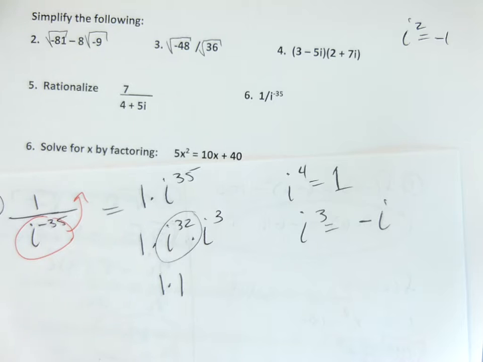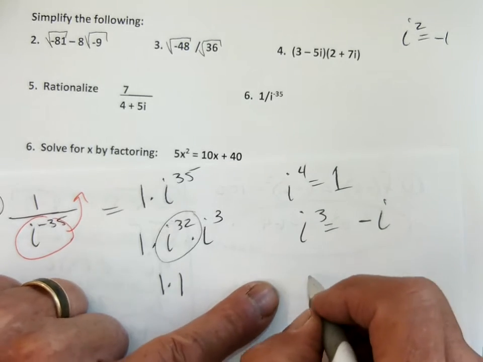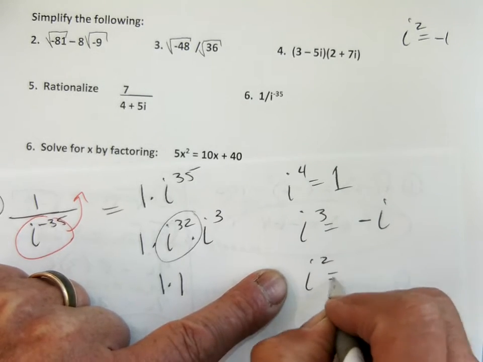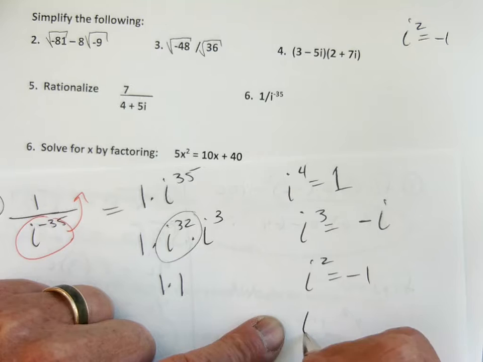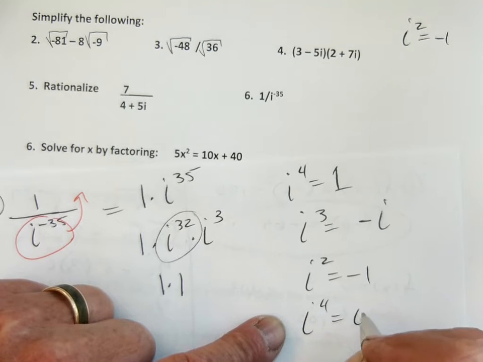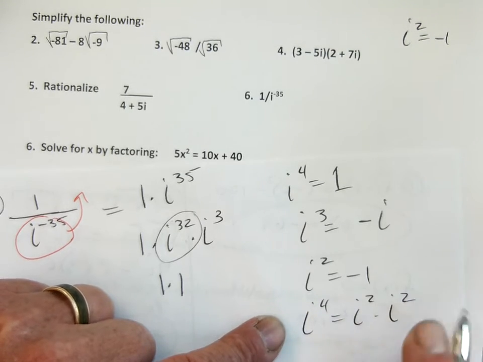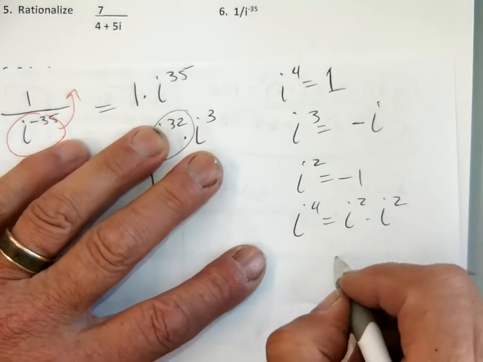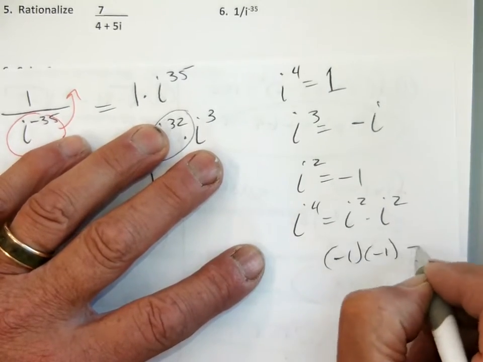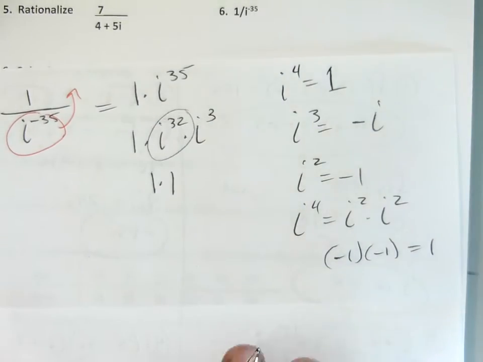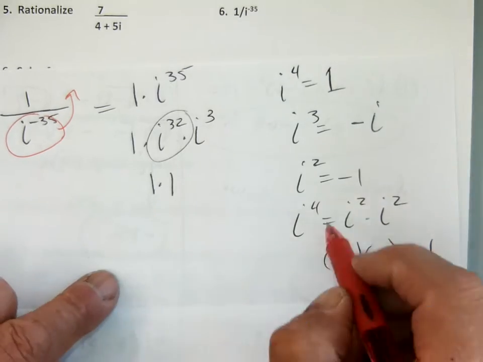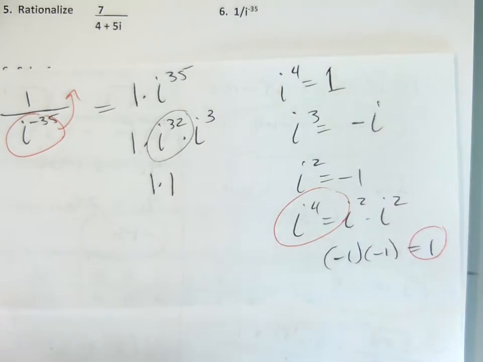Yes? Can you explain how i to the 31st becomes 1 a little bit slower? Yes, I will do that. So if i squared is negative 1, then i to the 4th is i squared times i squared, okay? And that's going to be negative 1 times negative 1, which is a positive 1, okay?